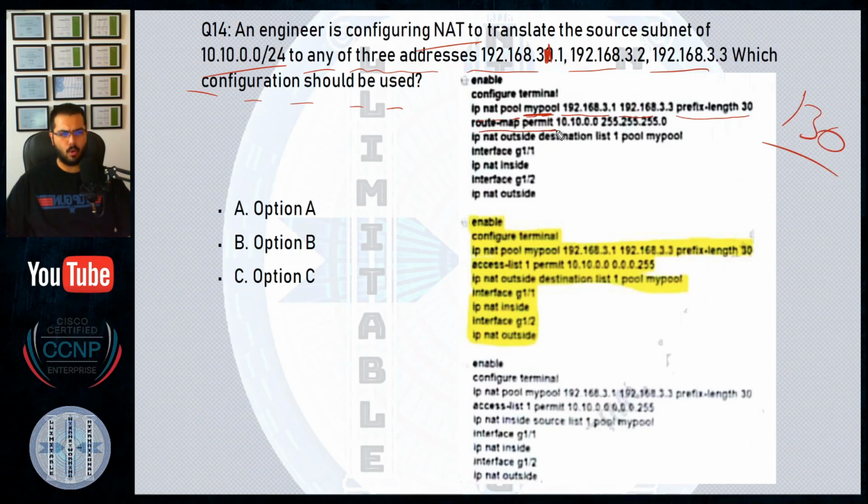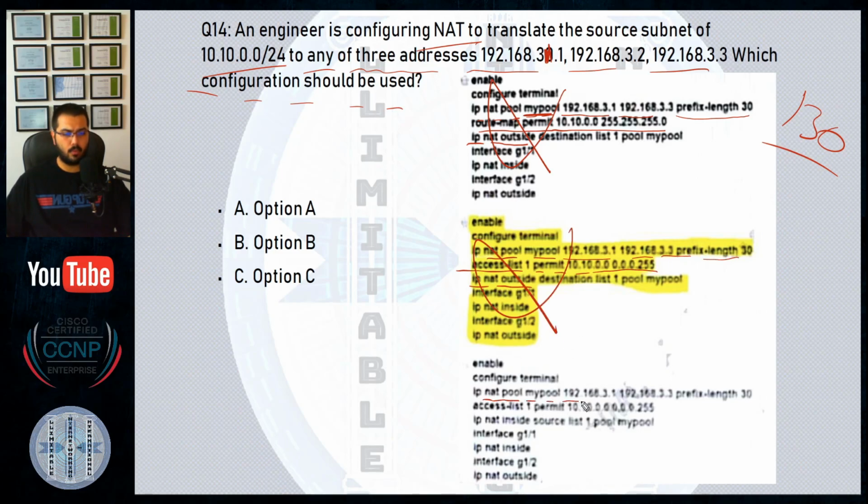Route map, no need for a route map at all here. IP NAT for the outside, guys, IP NAT should always be for the inside. Okay, ip nat pool my pool has the same pool, same prefix length, an access list that is expressing the private pool, no problem. Okay, /24, I can see that. IP NAT for the outside, rejected.